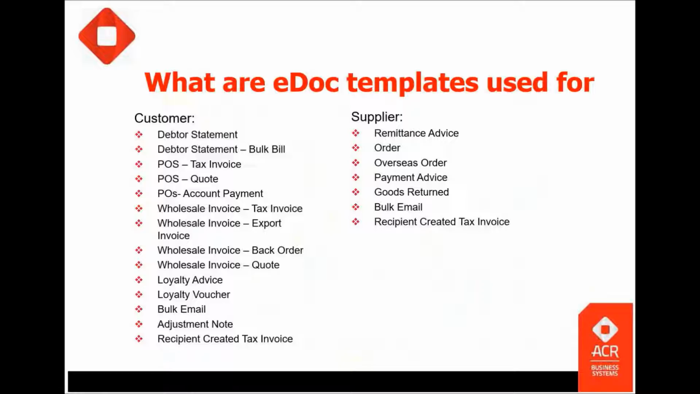They're roughly split into two categories, either customer related or supplier related, with some exceptions that cross over and some additional documents that are for other specific areas like payroll. We can see on the customer side that there are predominantly sales documents such as the tax invoices, quotes, the debtor statements, both bulk billing and open items / brought forward style. We can see on the supplier side that we've got predominantly ordering documents or remittance and payment advices.